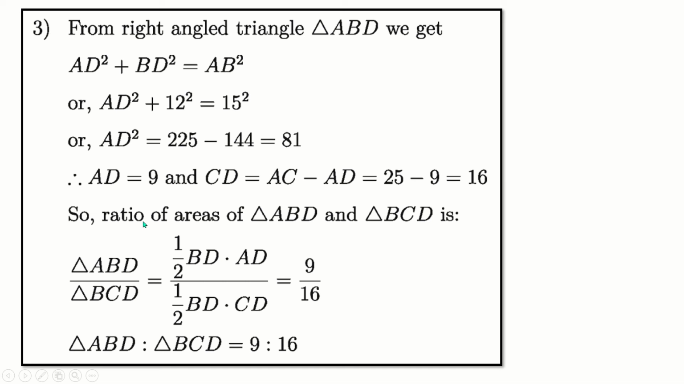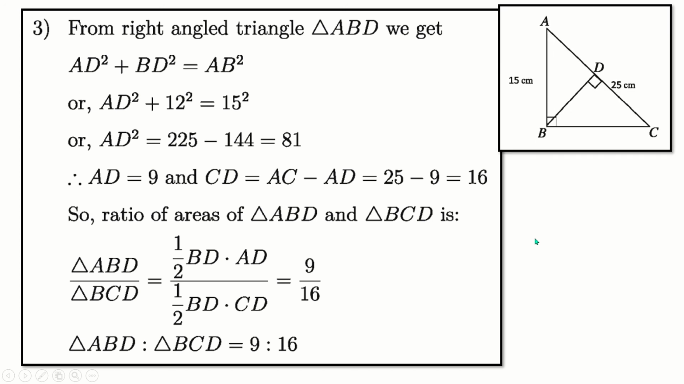Therefore the ratio of areas of triangle ABD and triangle BCD is half into BD into AD divided by half into BD into CD. BD cut, half cut, AD is equal to 9 and CD is equal to 16. Therefore the ratio will be 9:16. This is the required answer. Clear everyone? Okay. So I think that everybody will solve the left math of this exercise.